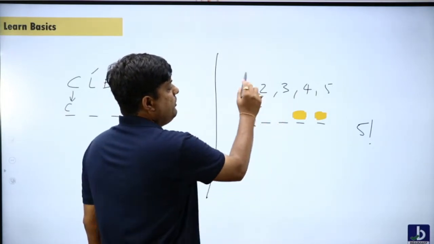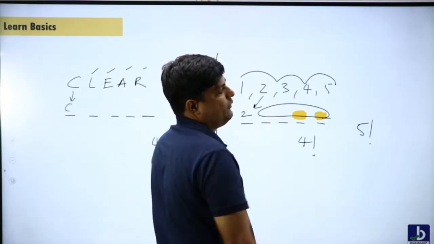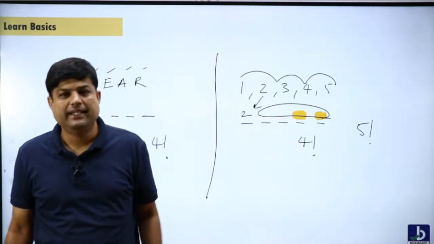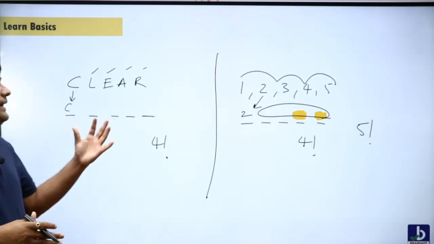Rest of all, how many people are standing? 4. How many places are available? 4. What do you call it as? 4 factorial. This is what we have learned yesterday. Now we are learning this thing. So let's try to be more clear about what kind of conditions they may ask you.